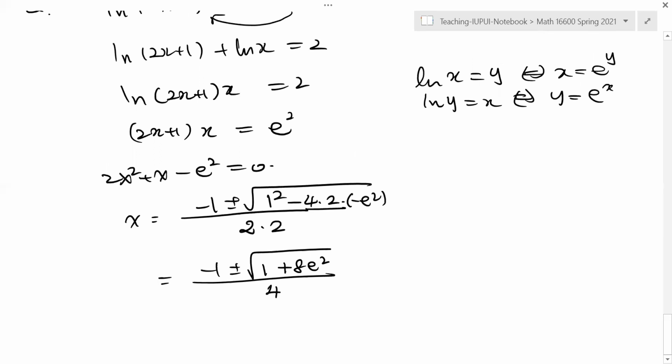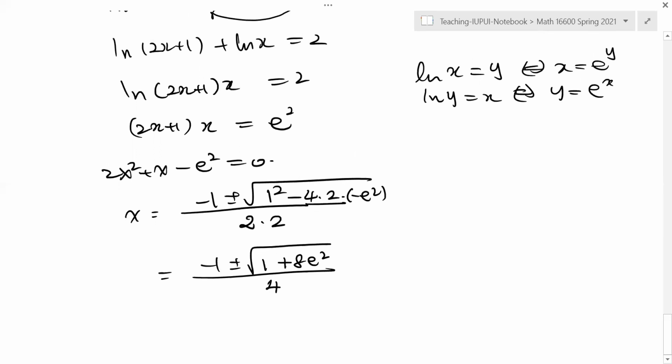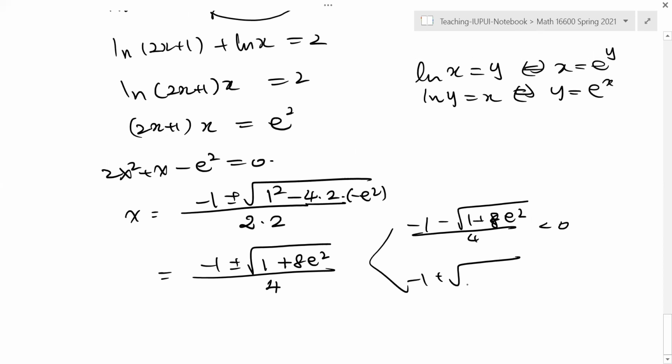So you get two solutions. Double check whether both are solutions. One is positive, and the other one is negative. This one is negative. The second one is positive. Why is it positive? Because the square root of 1 plus 8e squared is greater than 1, so minus 1 is positive, right?